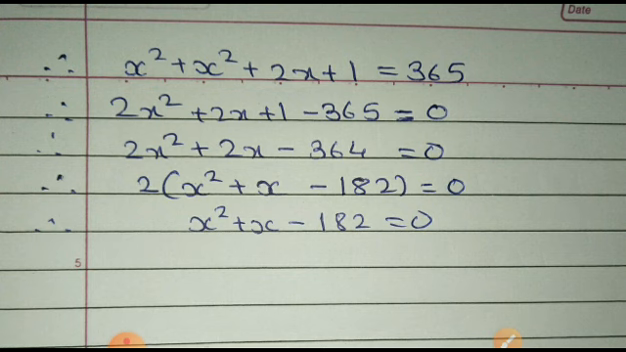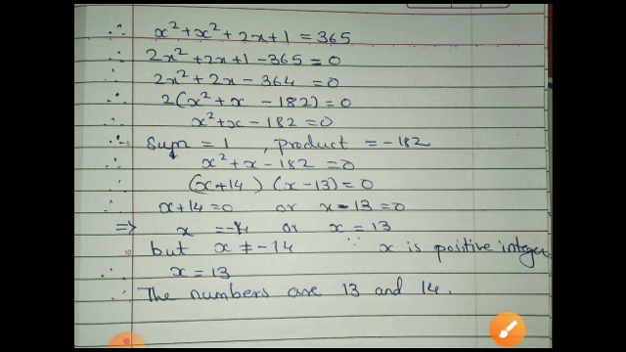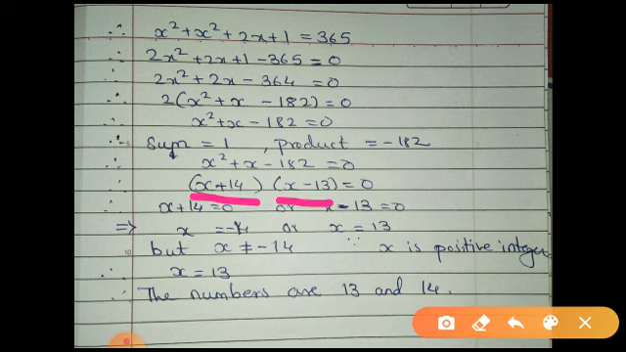Okay, so if I simplify it, I'll get the terms as 14 and minus 13. Your sum should be plus 1 and product should be minus 182. So I'll be getting the factors x plus 14 and x minus 13 as 0. Okay, so x values will be minus 14 or x as 13.